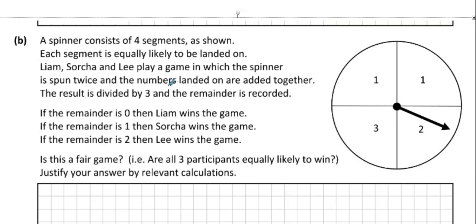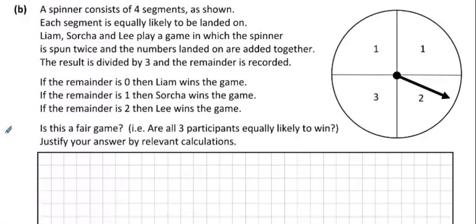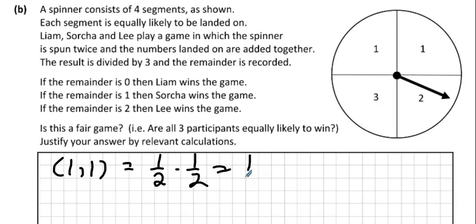Let me see. Okay, let's start off with the lowest score we can get. What's the lowest score we can get? Would you agree with 1-1? 1-1? And what's the odds of 1-1 happening? It's 1/2 by 1/2, which is 1/4. Okay.